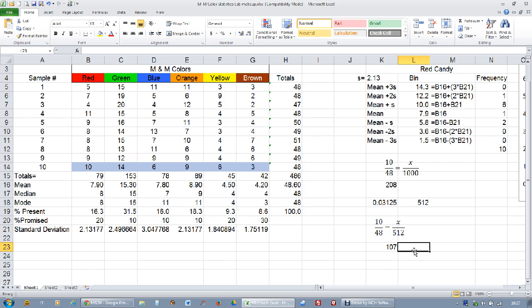Now if you do them all, you'll find out that you'll get more than 1,000 M&Ms when you add up all the colors. Well, you have the tolerances. So we have 208.